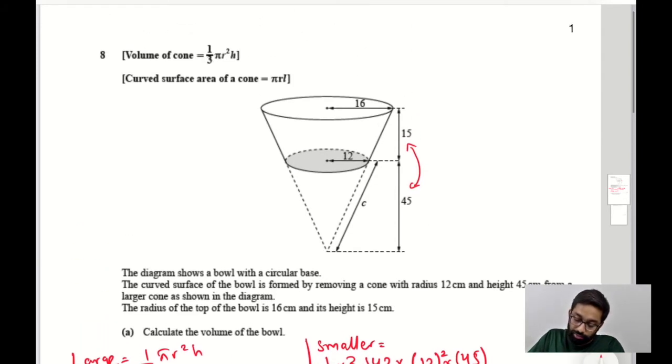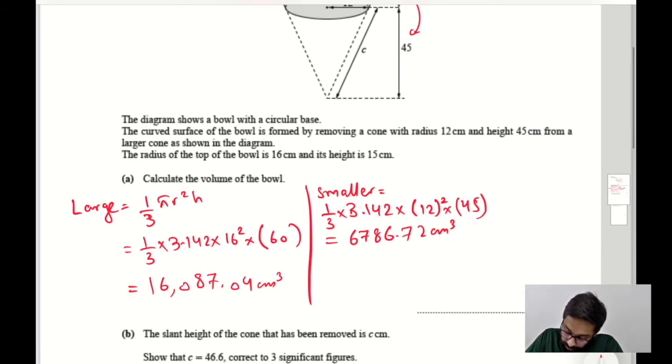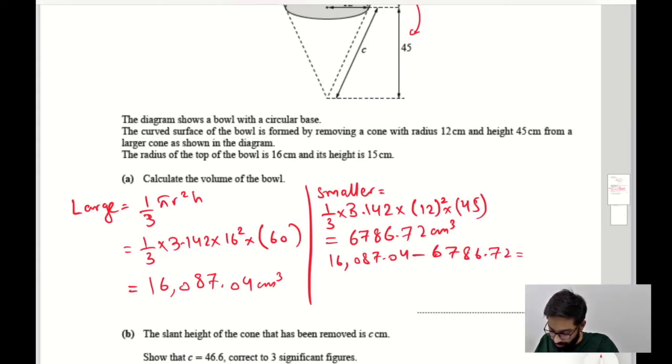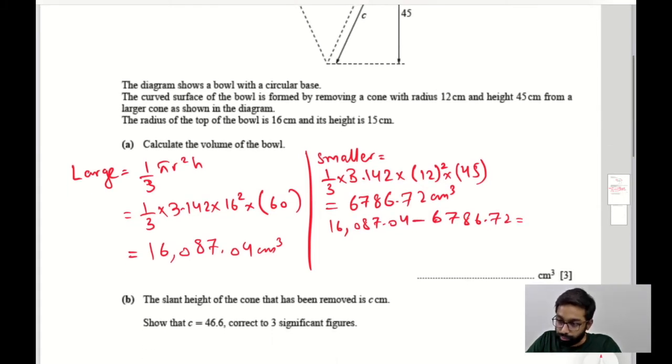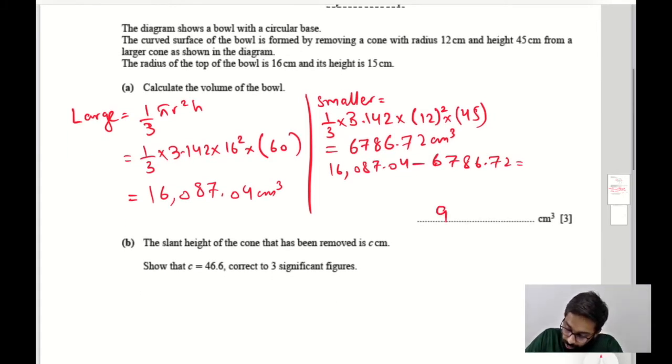Now, since we had to find the volume of this bowl, we need to subtract the two volumes so that we are left with this volume right here. So let's do that. We do 16,087.04 minus 6786.72, and we get 9,300.32 centimeters cubed, or we can also write 9,300 centimeters cubed. That's fine. Let's move on.